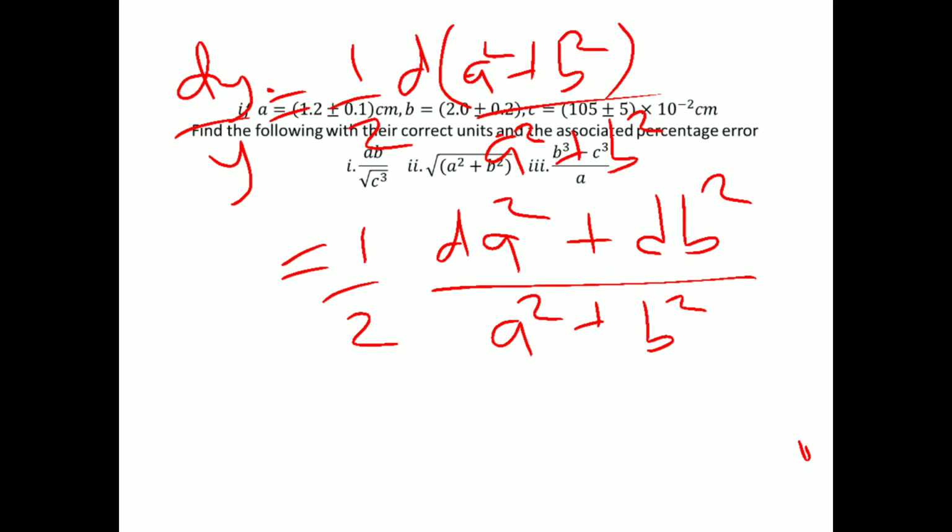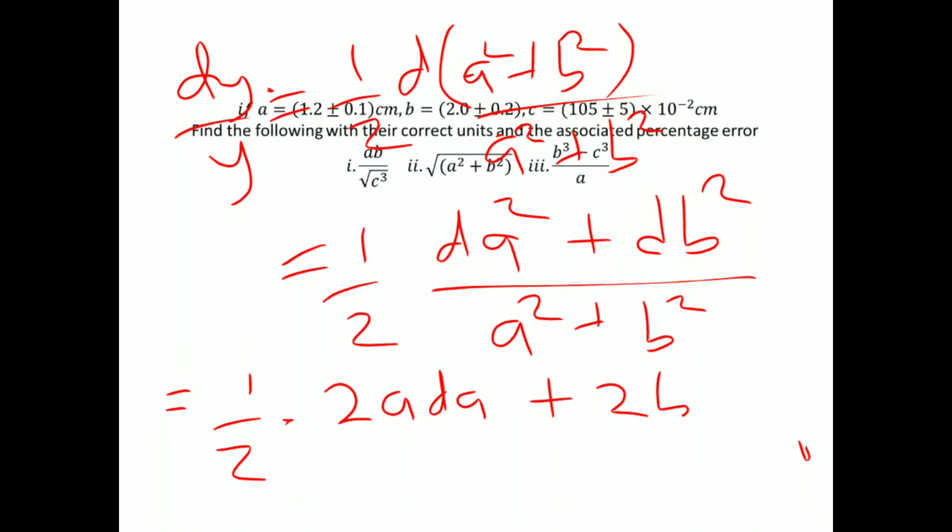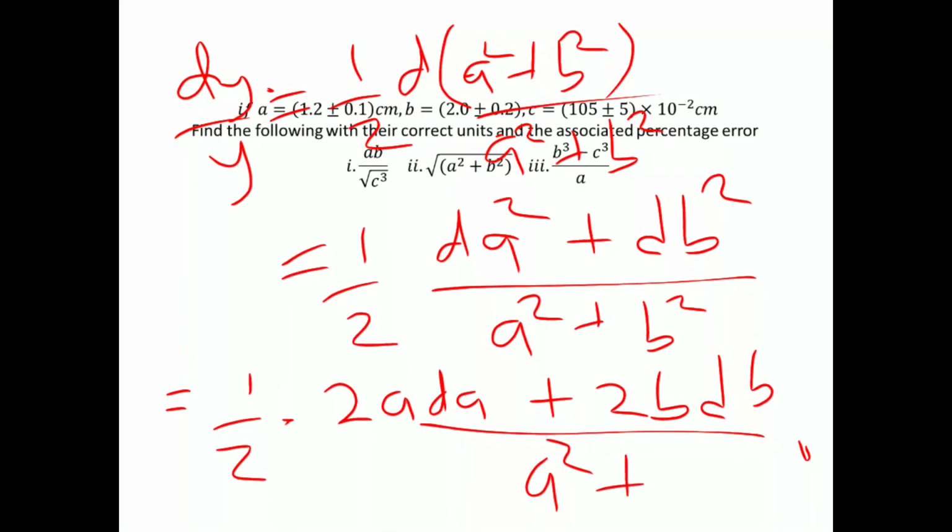That's allowed, which you can still write as half times error in a squared, which can be written as 2 times the a. Or you can put it 2a dA, just differentiate. Differentiation can do that for us, so we can say 2a dA, that's allowed. Then error in b squared will give us 2b dB. Okay, everything all over a squared plus b squared.